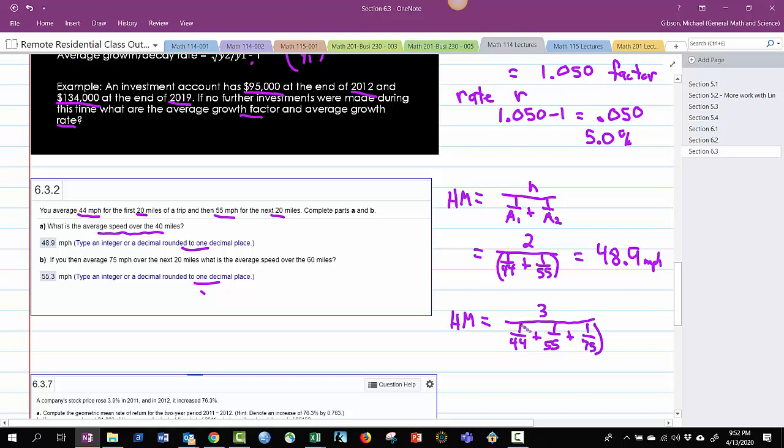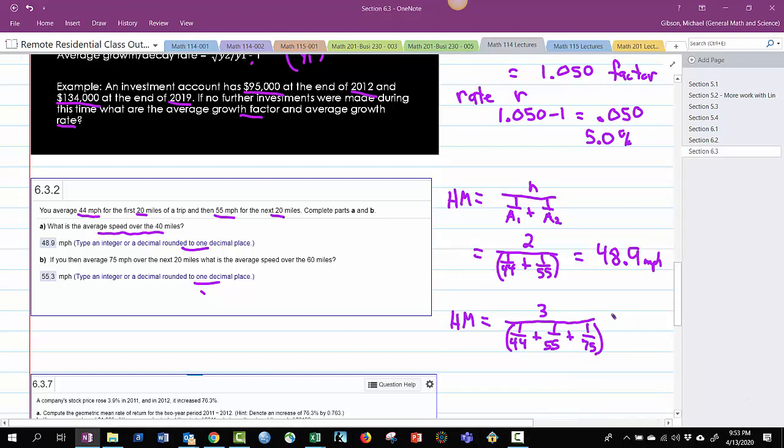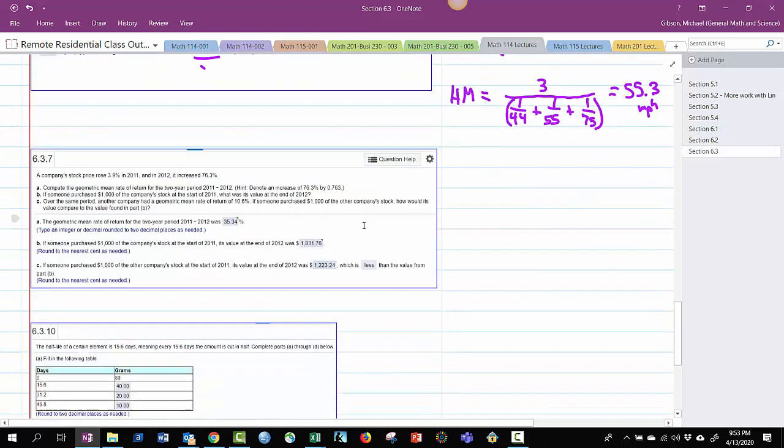Type it in just like that with the parentheses, and I get 55.3 miles per hour. Okay, that's the harmonic. You don't get much clue, you just have to notice these are rates. Miles per hour is a rate. Okay, that means you got to use that harmonic formula.